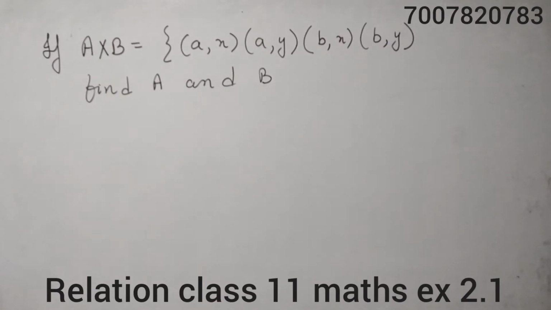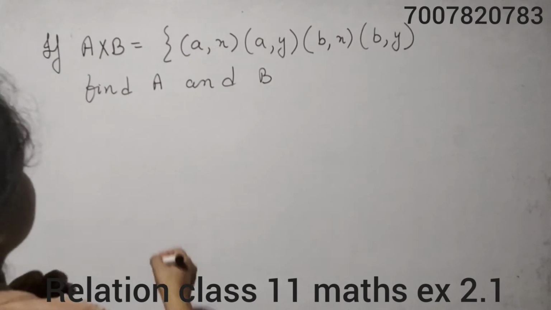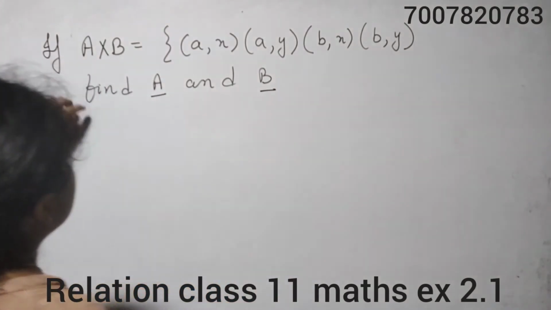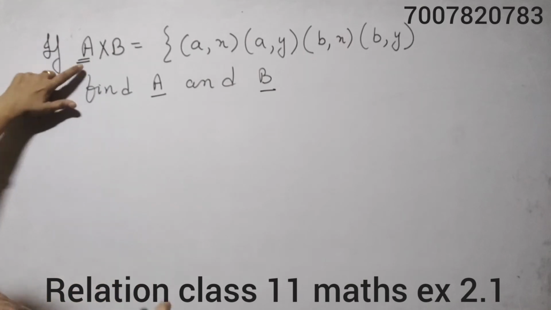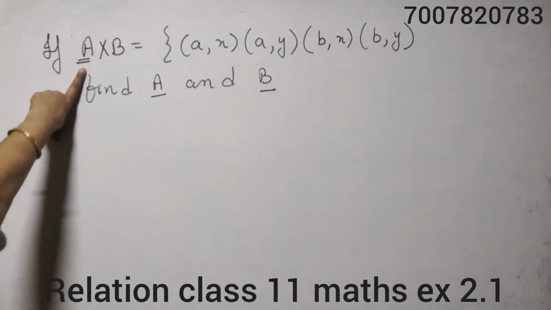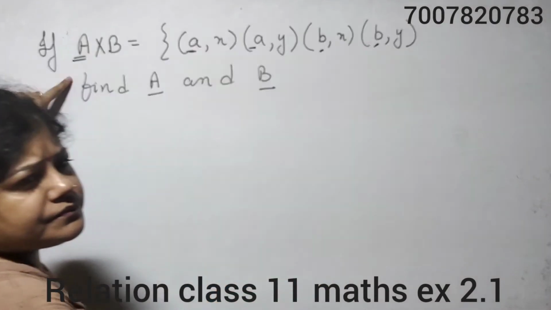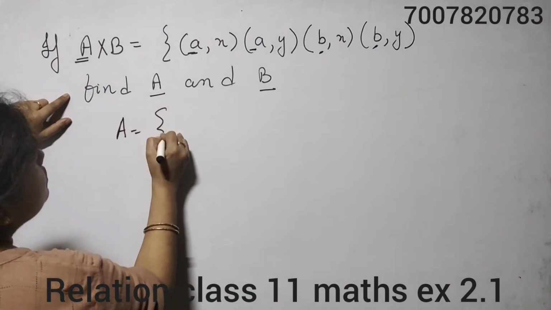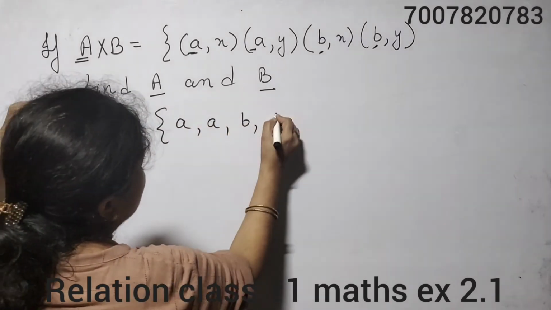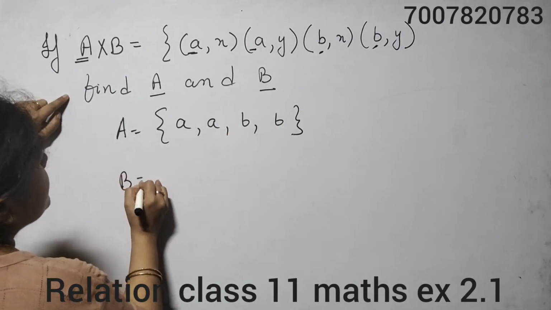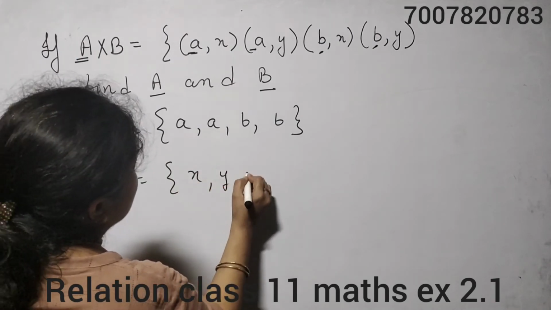Now again, next question: if A cross B is given as (a, x), (a, y), (b, x), (b, y), and we have to find the set A and set B. That means the cross product is given and we have to find set A and set B separately. Now observe carefully, set A is in the first place, so all the elements of the first place belong to set A. That means A is equal to {a, a, b, b}. For set B, we have x, y, x, y.